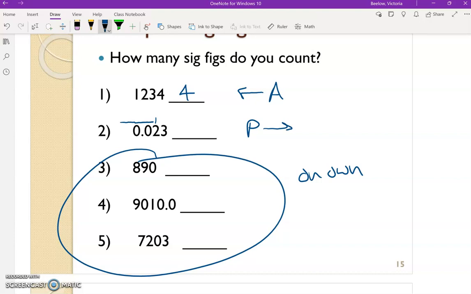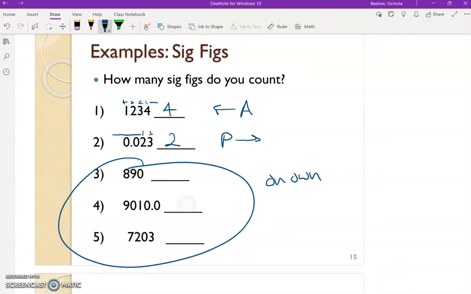So I'm starting here at the 2 and the 3. I'm going to count both of those numbers as significant. So this would have 2 significant figures. Okay, leave my notes here. So go ahead and try these 3 on your own, and then we'll go over them in class the next day.